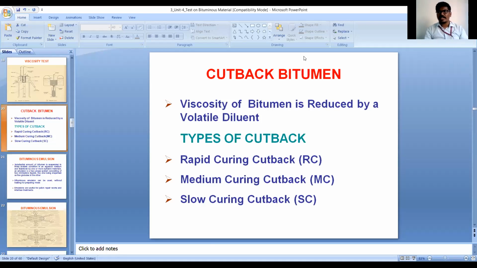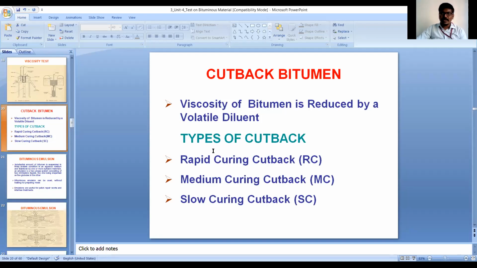See, what happens whenever we take any bitumen, we do not directly consider it as bitumen. We may take it in the form of cutback bitumen, or we may take it in the form of emulsion bitumen. So cutback, usually what happens, the viscosity of a bitumen is reduced by a volatile dilutant like water or kerosene. Those dilutants are used to make the bitumen into a cutback bitumen.